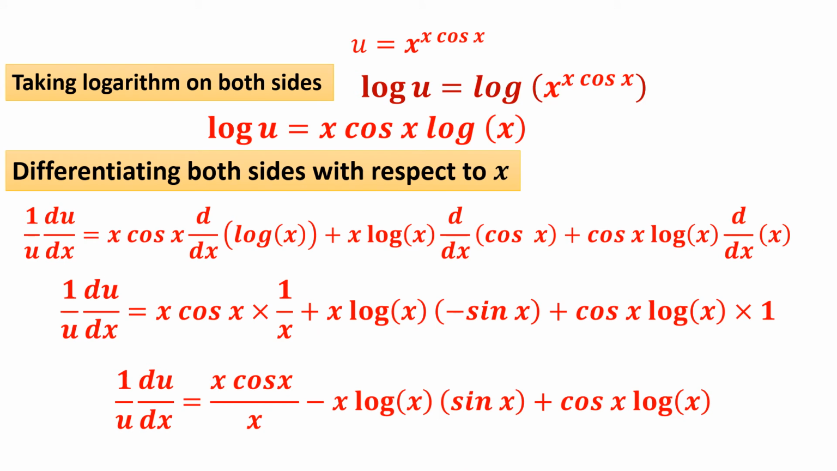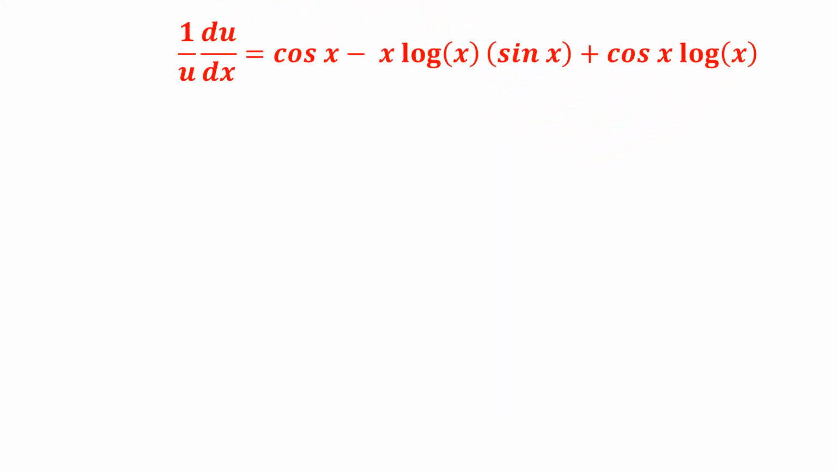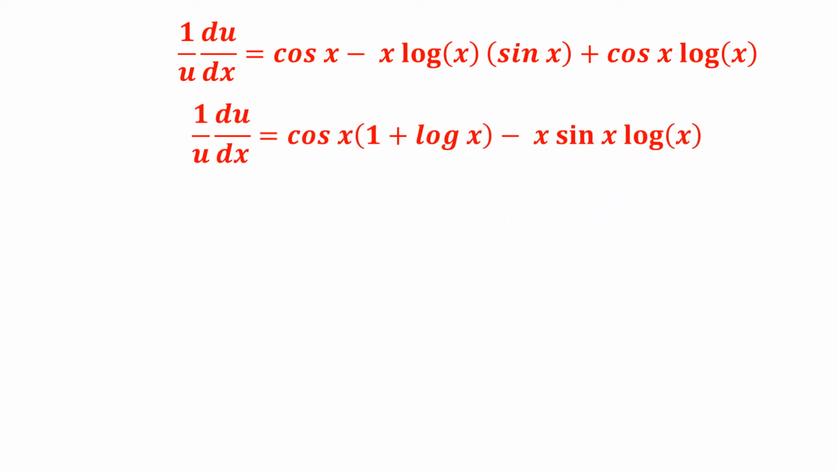Therefore, when you do the simplification, it will become x cos x/x minus x log x into sin x plus cos x into log x. By doing some simplifications, we can take cos x outside. It will become cos x multiplied by (1 + log x) minus x sin x into log x, by taking cos x as common from the first and the third term.